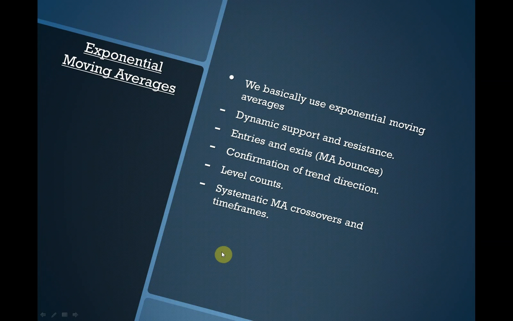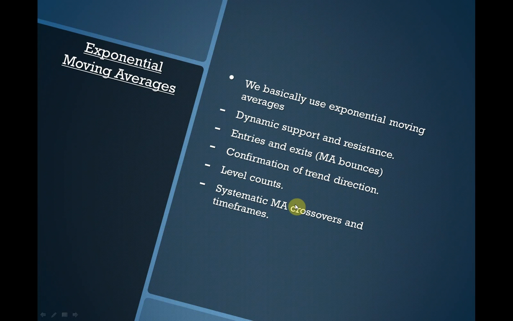So we use different moving averages for different purposes, but we use them, number one, for dynamic support and resistance, because moving averages move along with price, whether it's going up or going down. Secondly, we use moving averages as entries and exits. We call that moving average bounces. And thirdly, confirmation of trend direction.